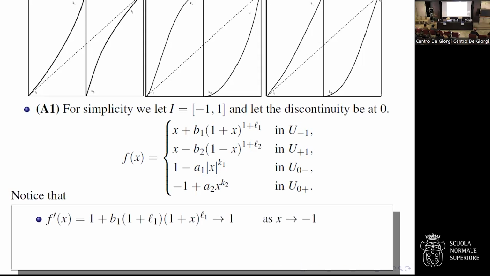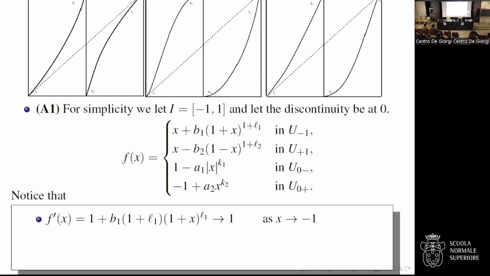And what this means, if you look at this form, we've included some parameters, but it's essentially exactly the same as the usual intermittency map. You can see the derivative here is 1 plus just some constant, 1 plus x to the L1, right? So as x tends to -1, this tends to 0, so f prime tends to 1. So here you have neutral fixed points, right? And exactly the same thing. And L1, again, controls the order of the tangency of the graph here. So this is just exactly an intermittency map, but we have it on both sides.